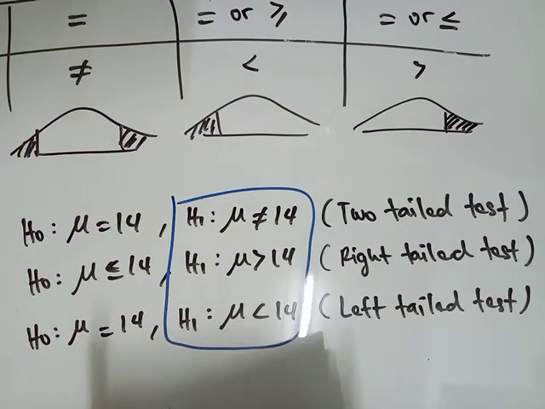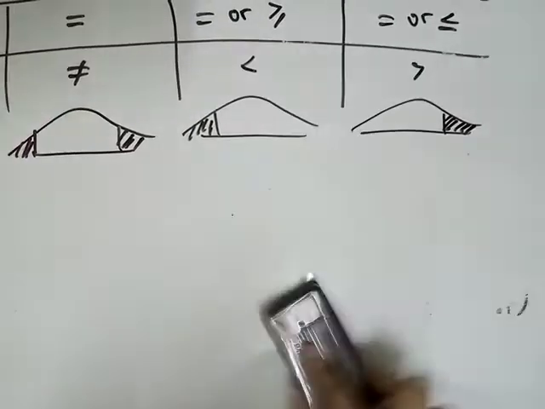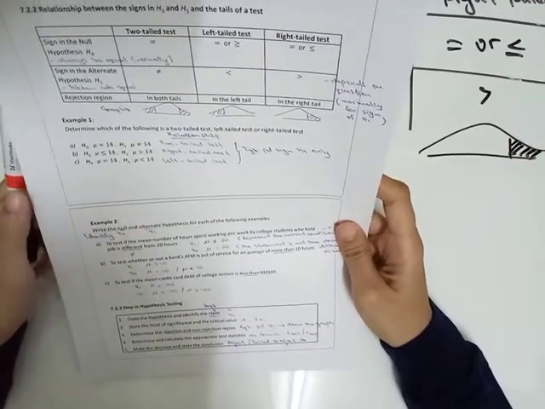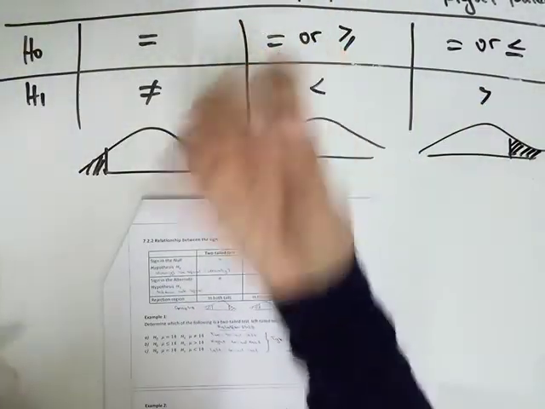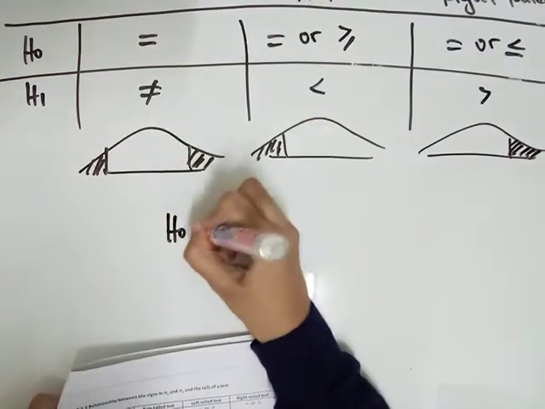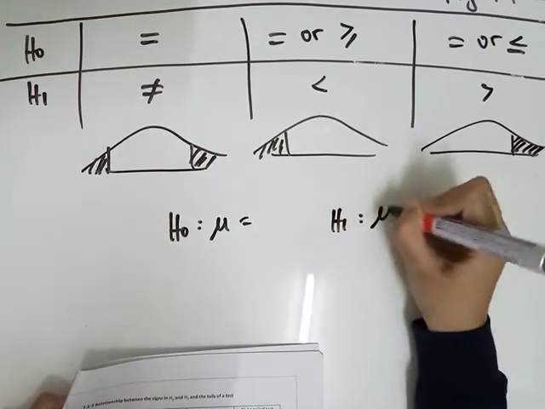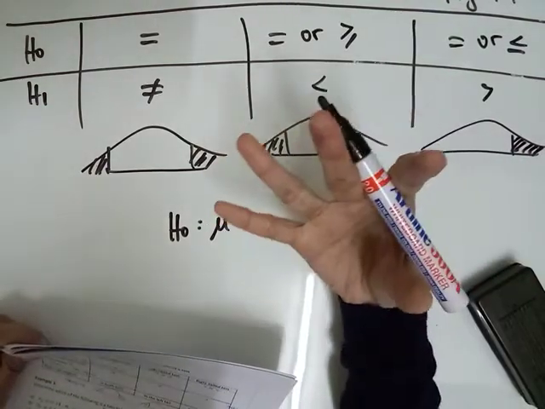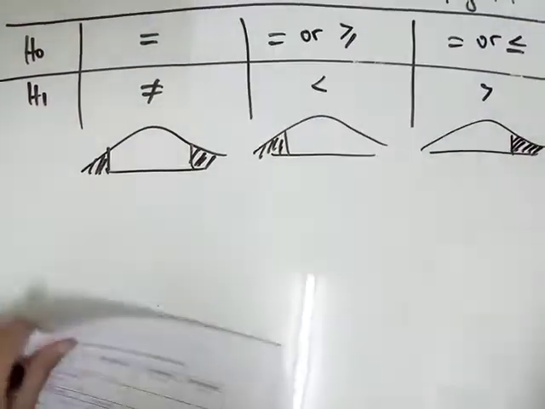And then look at example 2. Okay, example 2, write the null and alternate hypothesis for each of the following examples. In example 1, it just gave H0 mean and H1 mean directly, right? For example 2, what if it gives a statement? Because the question will give a statement in the form of a sentence, not directly like this.